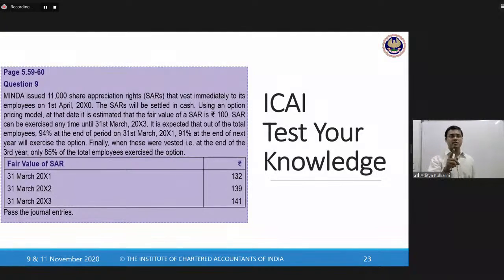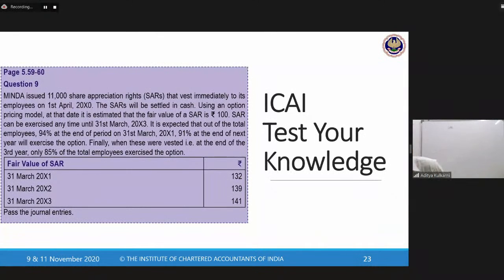So in your question, please read the question twice or thrice. Sometimes they will say vest immediately. Sometimes the question will say 11,000 share appreciation rights are issued that can be exercised at any time. That is another way of saying that they vest immediately. Basically, exercise anytime means what? You do not have to fulfill any conditions. It is already vested in you. So they will say vest immediately, directly, or they will say can be exercised anytime. So read the question twice, thrice, and then proceed with solving the problem.